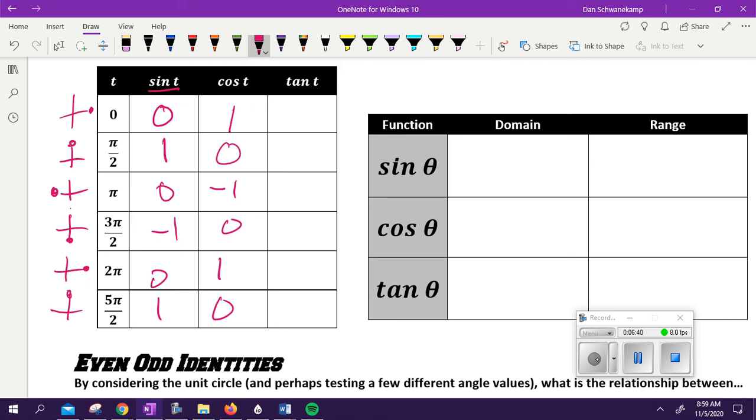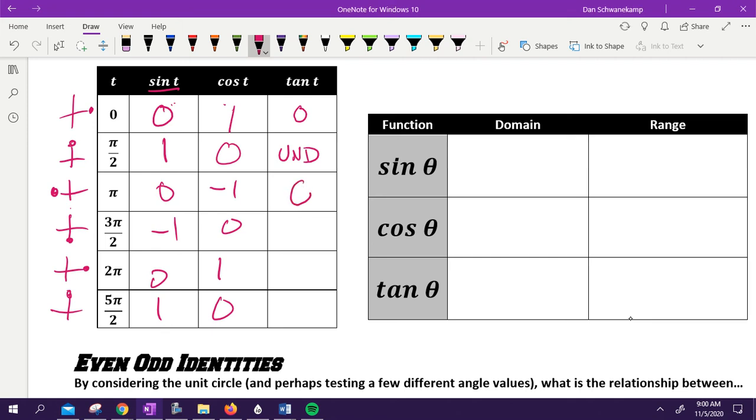Show me the fingers. What'd you get for tangent at 0? Tangent at 0 should get you 0 because it's y over x. 0 over 1. You already did the work, right? It's y over x. It's 0 over 1. It's 0. And so if I'm doing tangent, it's 1 over 0. That is undefined. This one is y over x. So 0 over -1. That gets me 0. -1 over 0. That gets me undefined. 0 over 1. That gets me 0. 1 over 0. That gets me undefined.